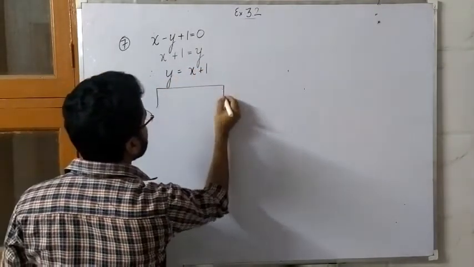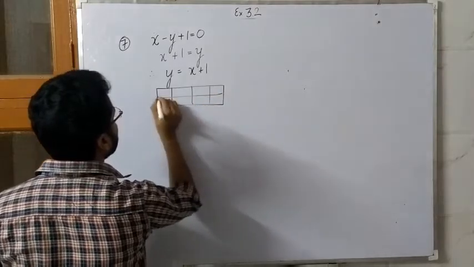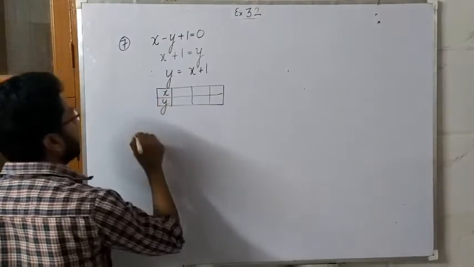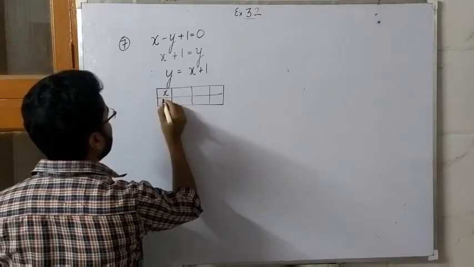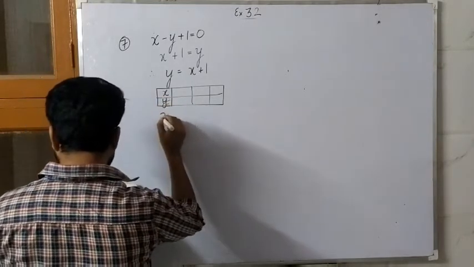So therefore we can write y is what, x plus 1. Now you make the box, right, and here is x and here is y, right? Here is x and here it will be y. Now the second equation is what?